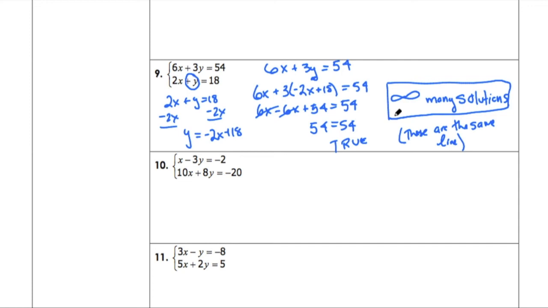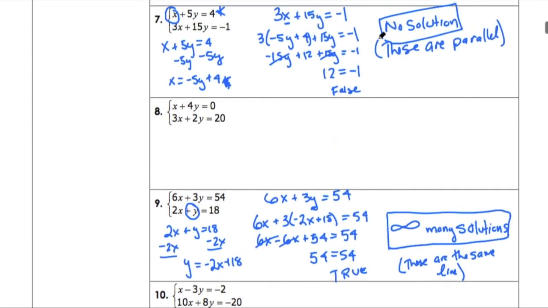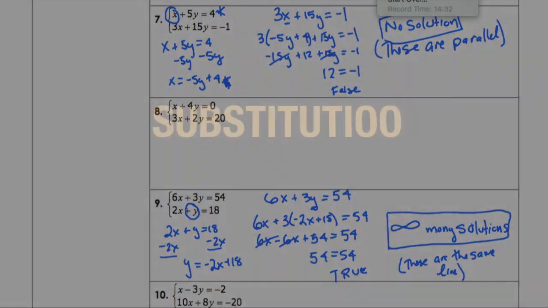So with that being said, now you've seen a variety of different types of systems of equations. Make sure that if you get a solution, you're writing it as an ordered pair, but if you get a true statement, that's infinitely many solutions, and if you get a false statement, that means there's no solution to that system.